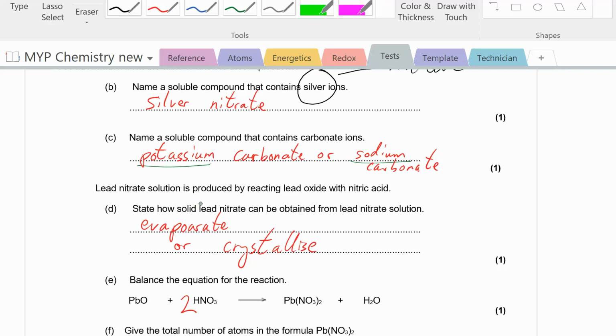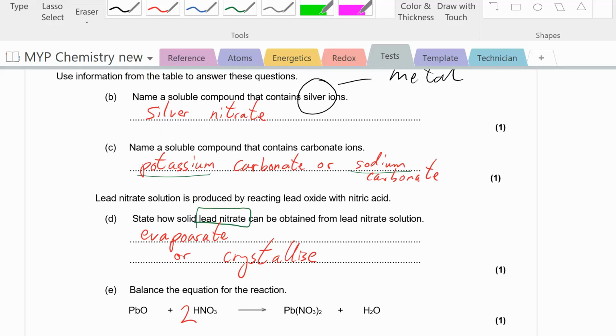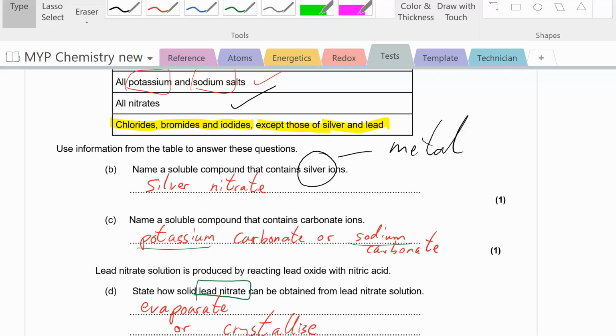Moving on, lead nitrate solution is prepared by reacting lead oxide with nitric acid. State how lead nitrate can be obtained from lead nitrate solution. So lead nitrate is soluble, given that all nitrates are soluble, as it said in this question.